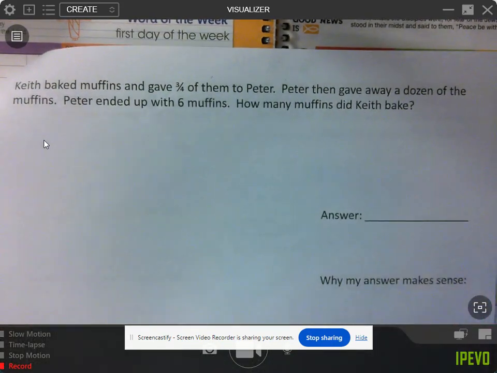Keith baked muffins and gave 3/4 of them to Peter. Peter then gave away a dozen of the muffins. Peter ended up with 6 muffins. How many muffins did Keith bake?